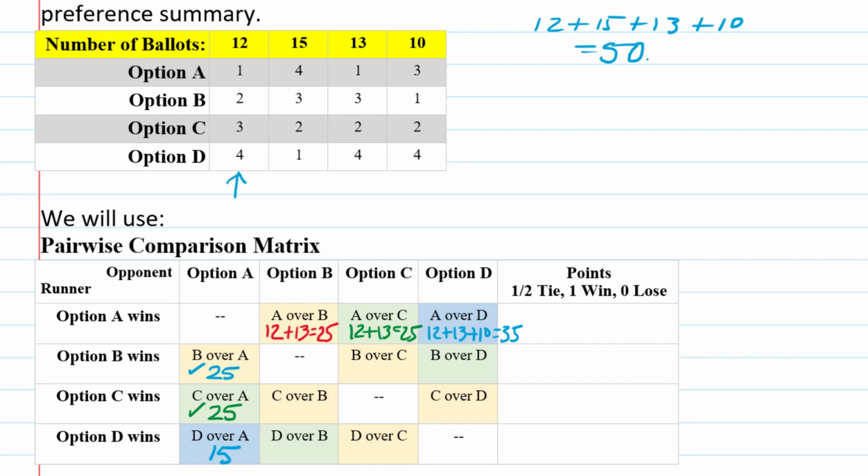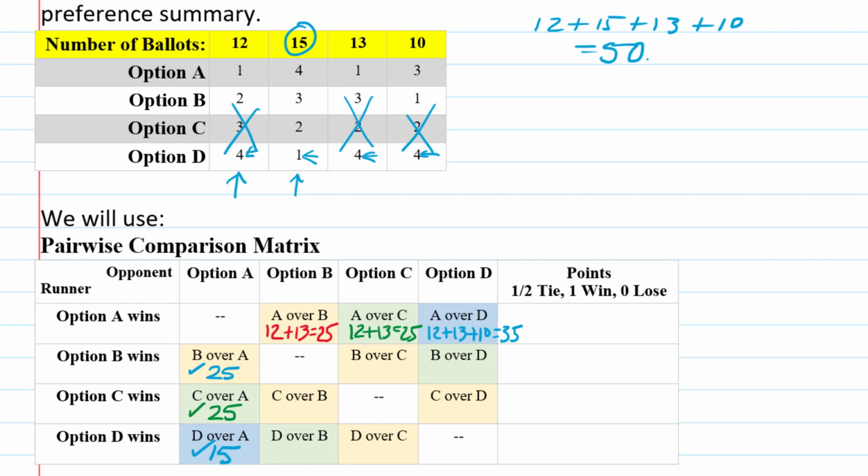In the first ballot variation, D got last place, definitely loses. In the second ballot variation, D got first place, definite win. In the third one, last place, definite lose. And last place again, definite lose. So the only time that D won was in the second ballot variation, which had 15 votes, so that makes sense. D over A is 15.